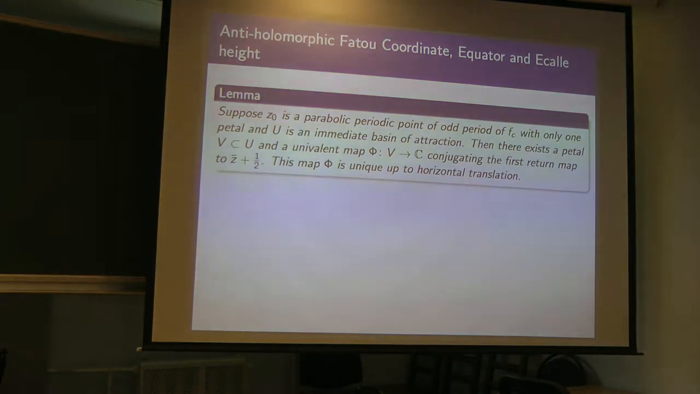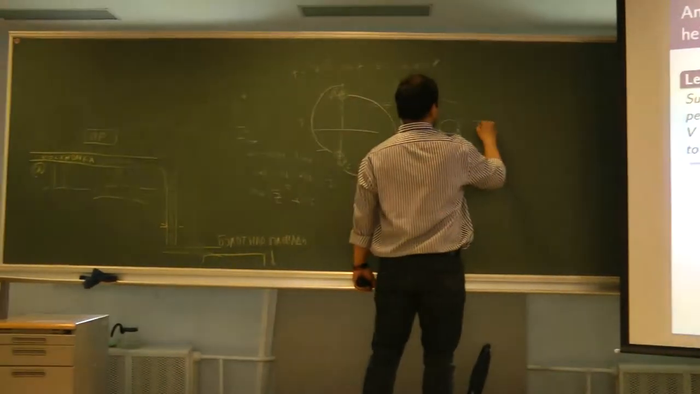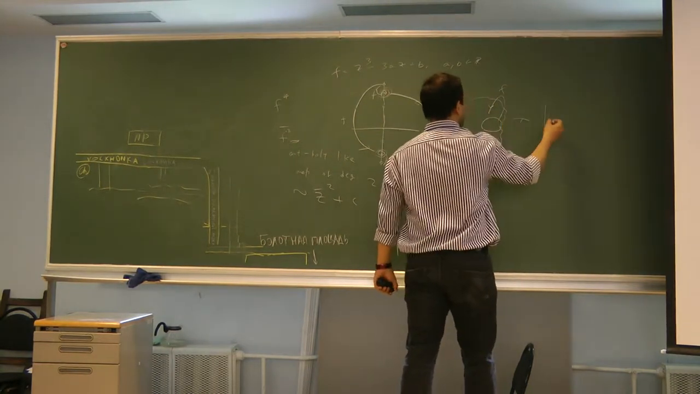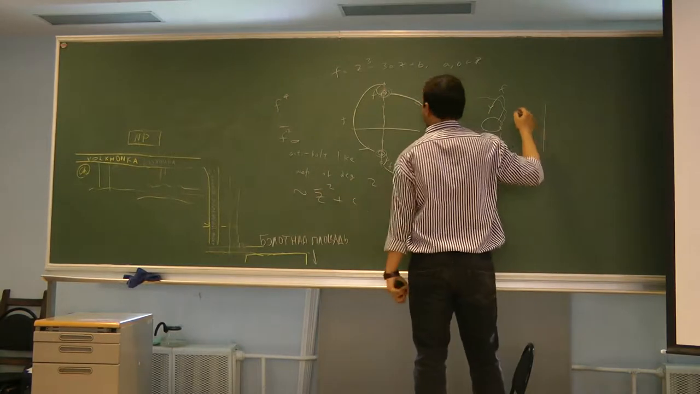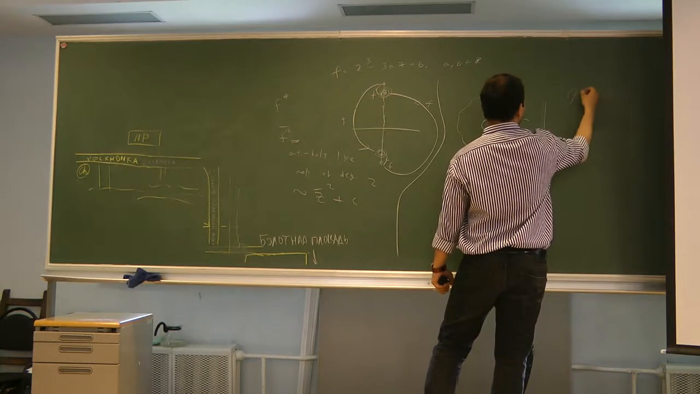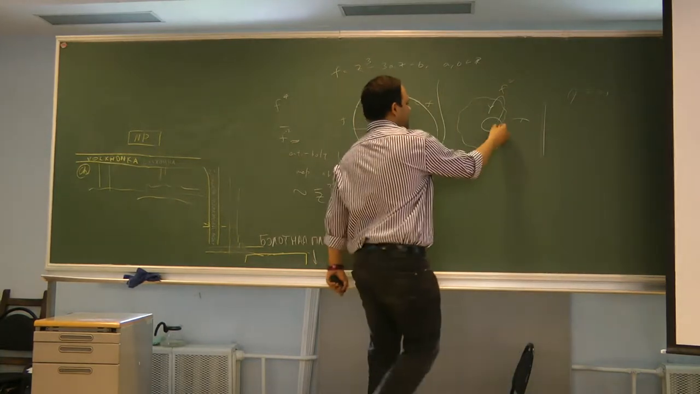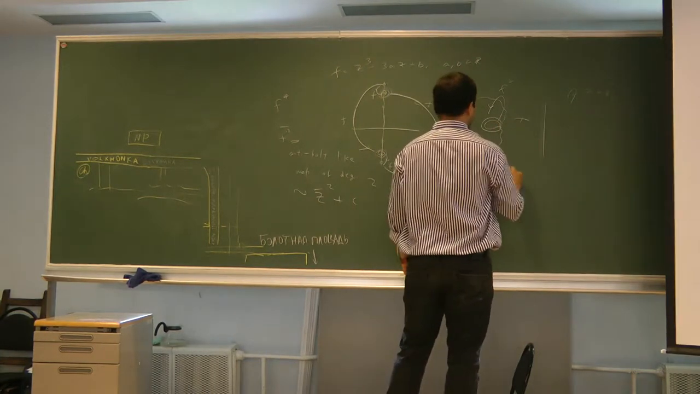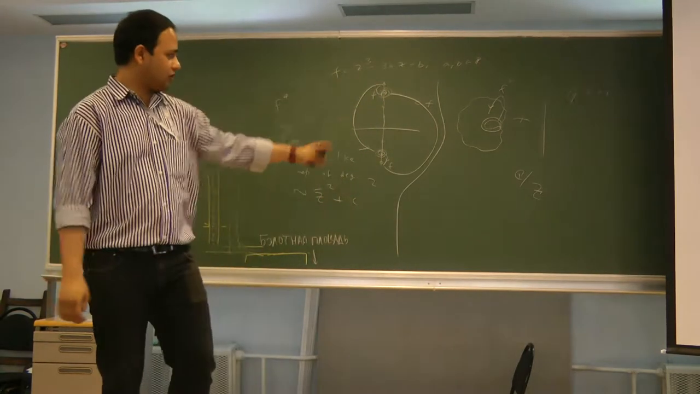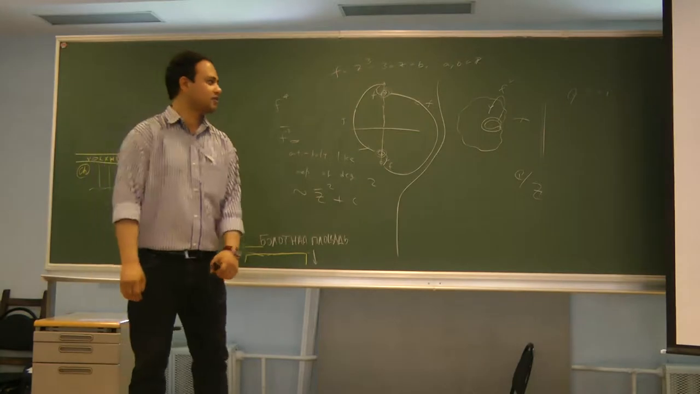So, here's a lemma about the parabolic points. Locally, when you have a parabolic point in holomorphic dynamics, you get an attracting petal, you map it to some right half-plane, and the first return map, so if f is your antipolynomial, then f squared is a holomorphic map, you have a Fatou coordinate that conjugates it to the map z plus 1. So the fundamental domain here is isomorphic to C mod Z. That's all you can say for the holomorphic map, and this particular coordinate is unique up to translation by a constant.